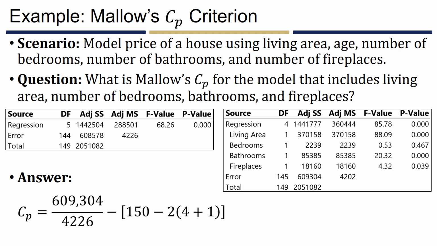The second piece of Mallows Cp criterion is going to be unchanged except for the number of predictors. We're going to be subtracting off 150 minus 2 times 4 plus 1 now, or 150 minus 10, because we now have 4 predictors in the reduced model instead of just 2. This is going to give us 144.18 minus 140, meaning that Mallows Cp for the model that includes these 4 predictors is equal to 4.18.